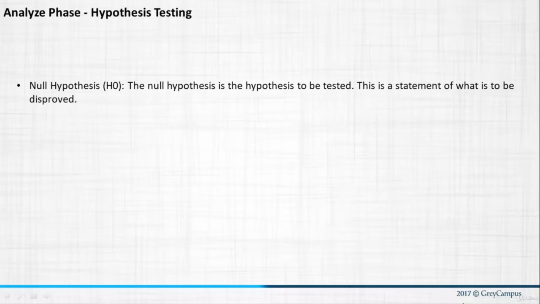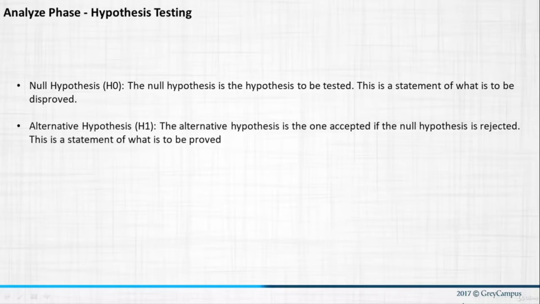There are two hypotheses in hypothesis testing. The null hypothesis, which is referred to as the hypothesis of no difference. This is what everything will be based on. The alternative hypothesis is the other hypothesis. So between the null hypothesis and the alternative hypothesis, all possibilities must be covered.